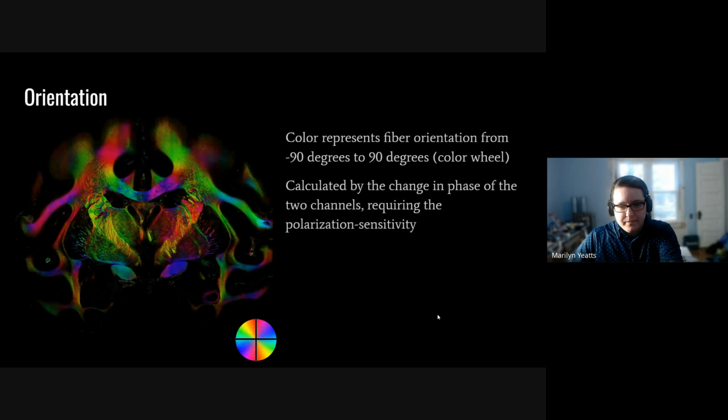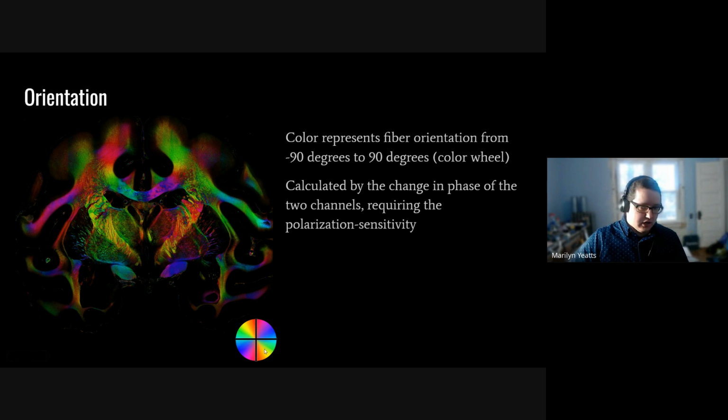There we go. Now, this is sort of the fanciest thing that I've got going on for my PS-OCT and the thing that people are most interested in. This is what you would call the optical axis orientation contrast. In this image on the left, the colors represent the orientation of any given pixel, or any given fiber in that pixel, from negative 90 degrees to positive 90 degrees. So basically the full spectrum of 180 degrees.